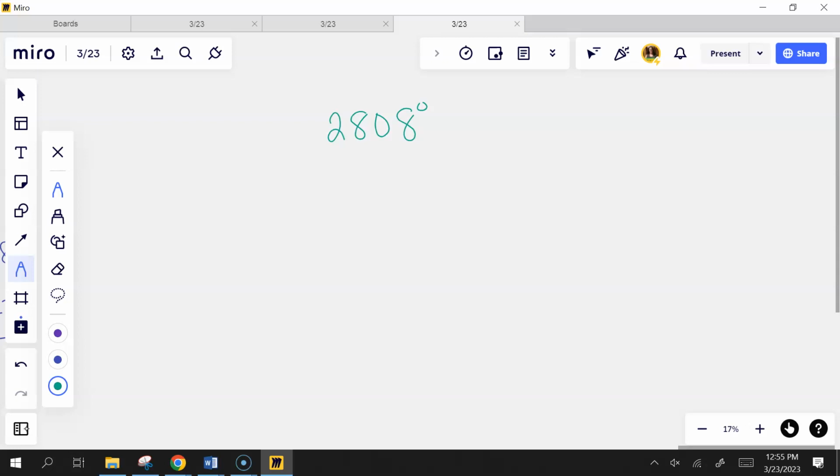8 feet. If you rode one time, one ride takes you 2,808 degrees. How many feet did you travel over the course of one ride? Is that 2808 our little theta? Yes.